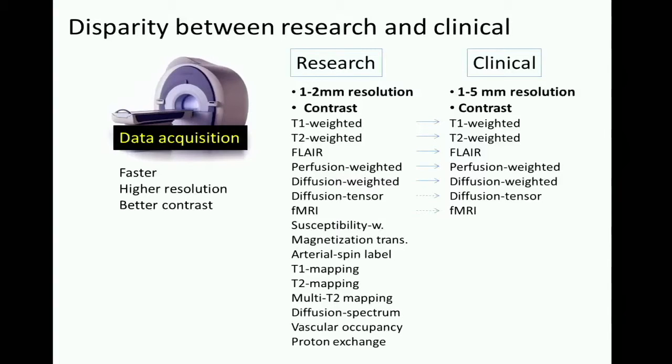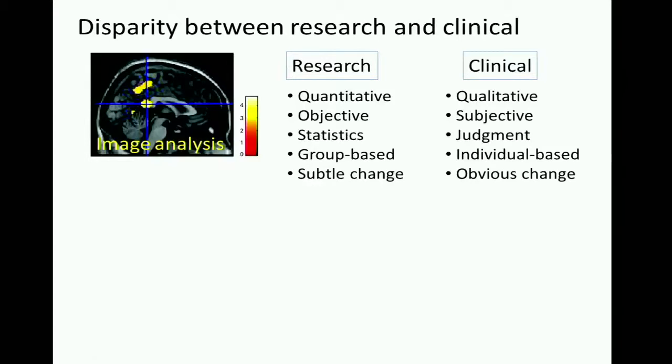In terms of data acquisition, we want to develop technologies that are faster, higher resolution, better contrast. The speed is always gold. MRI scan used to be 1 hour, but now it's 30 minutes. It's really a triumph of translational research. But how about resolution and contrast? We keep developing all these great contrasts, but few have been adopted in daily clinical scan for brain.